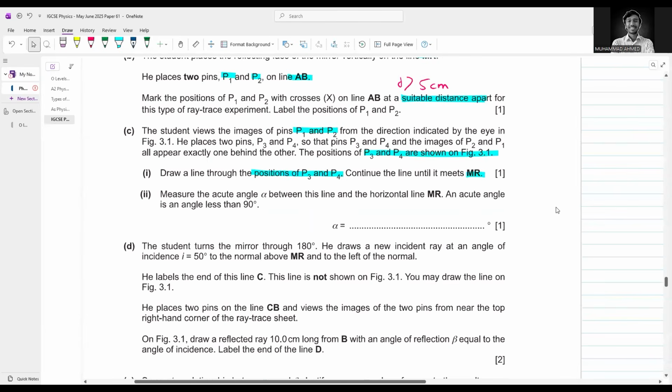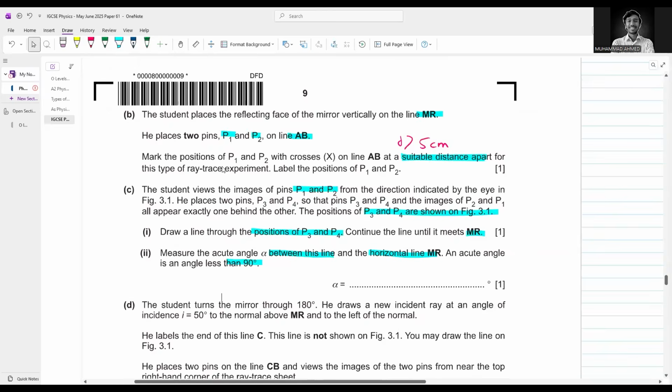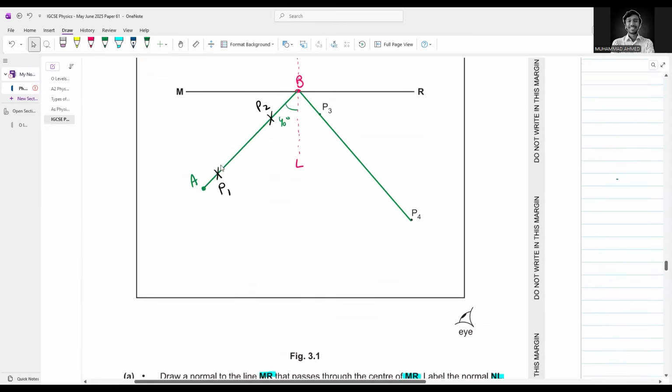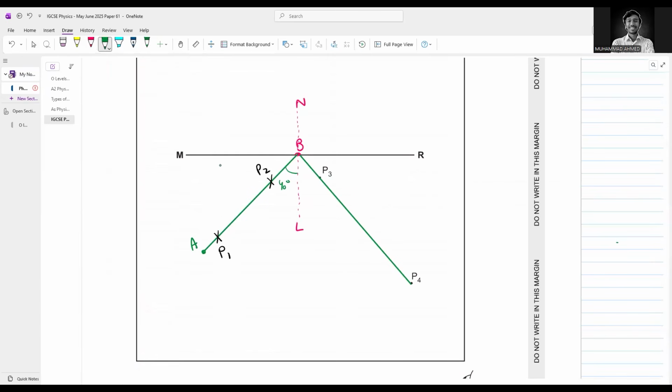Okay. आगे क्या लिखा हुआ है. Measure the acute angle between this line and the horizontal line MR. An acute angle is less than 90 degree. अच्छा जी आपने एंगल मेजर करना है बिटवीन दिस लाइन एंड एम आर. So you have to measure the angle between this line and the horizontal MR. बेसिकली आपने ये एंगल मेजर करना है.